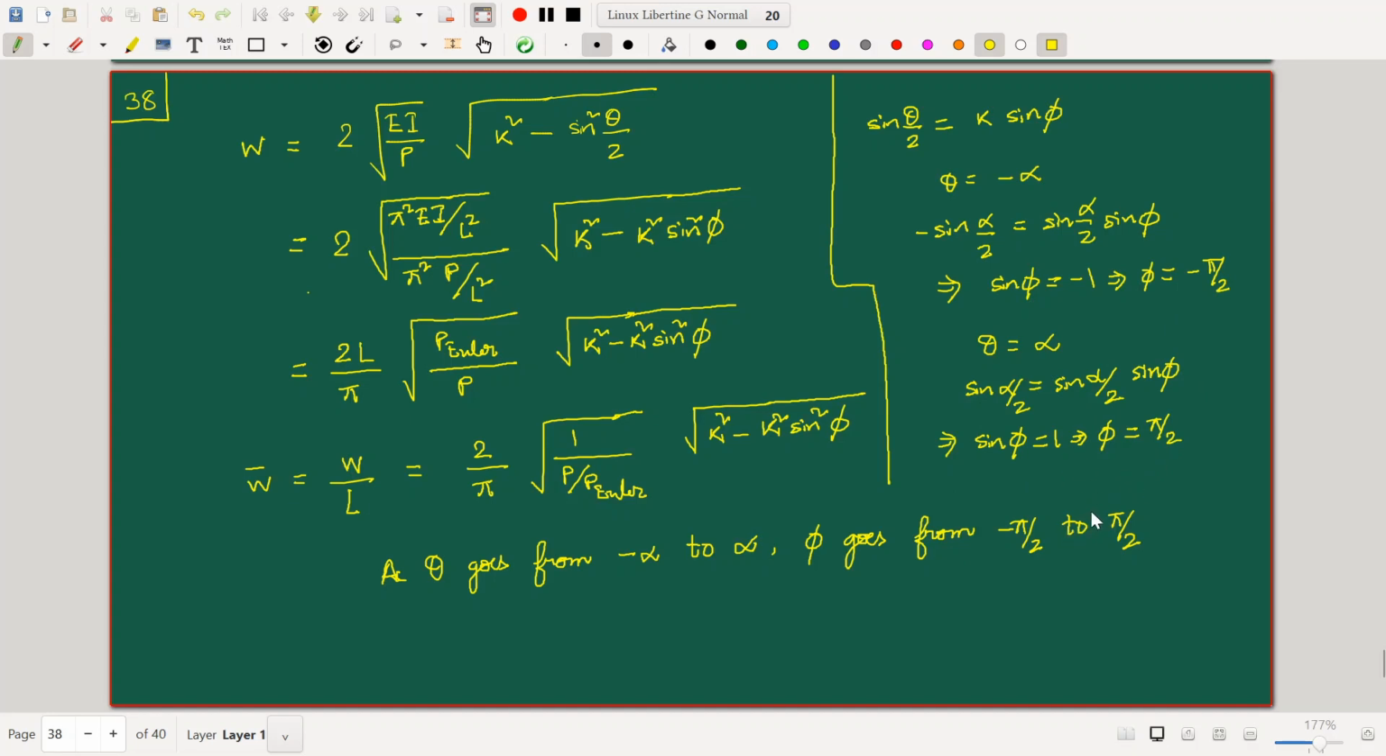So this basically supplies to me the range of values over which I should vary my phi, such that I obtain my value of w bar. Rest of the things are already known to me. I have just now found out the value of this k, and this P by P Euler I have already taken. So I know basically everything, I just need to plot it out. All right, let's do that.